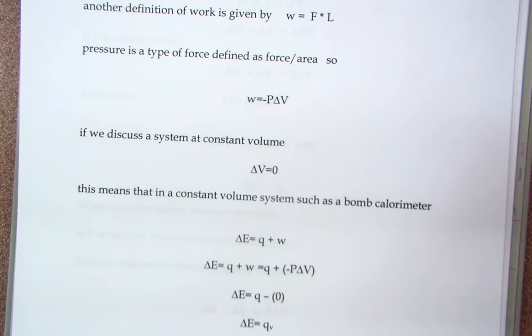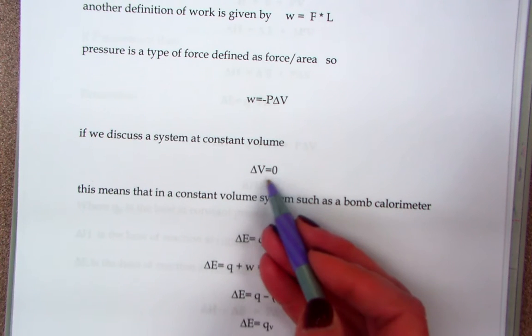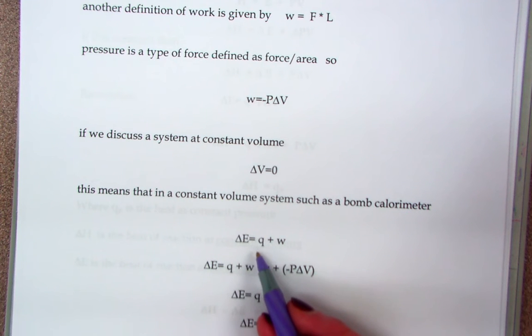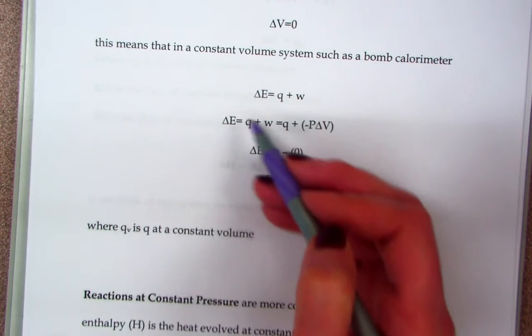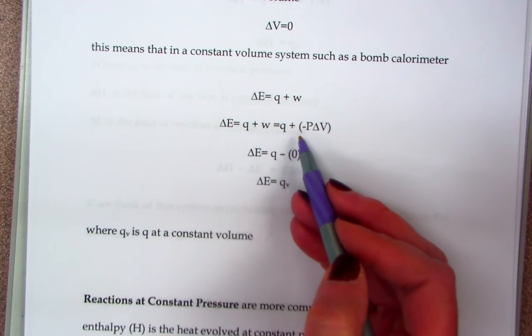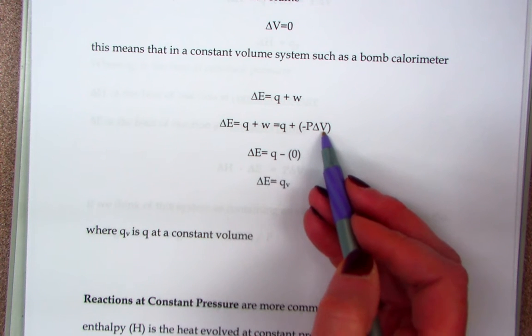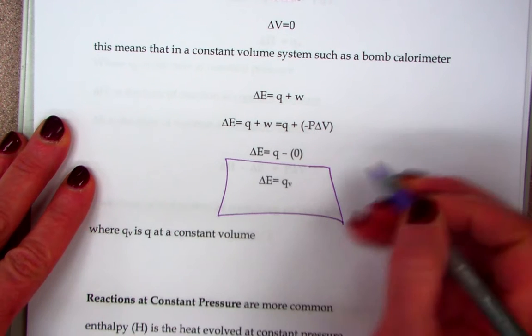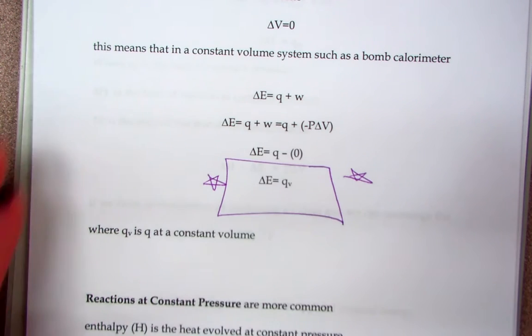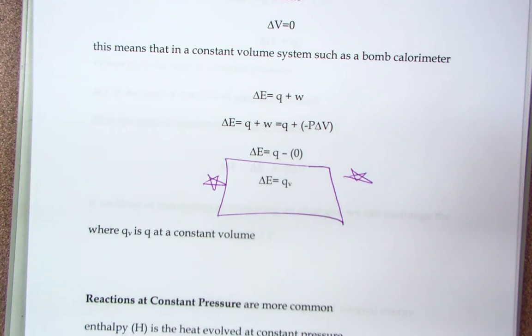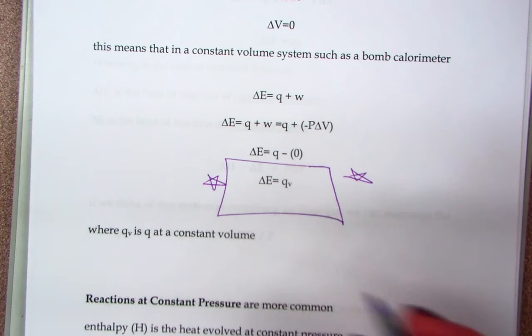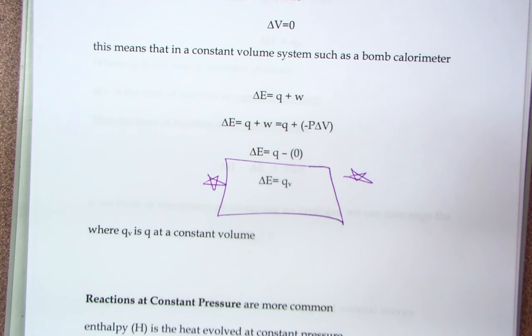If we have a system at constant volume, it means volume isn't changing, so delta V is 0. So if delta V is 0, delta E is Q plus W. Delta E is Q plus W, and W is negative P delta V. And if delta V is 0, delta E is Q minus 0. So delta E is Q. And this is what you need to know at constant volume. If we have a system at constant volume, then the change in energy only has a heat term. There is no work, so we just work with the heat in terms of chemistry.